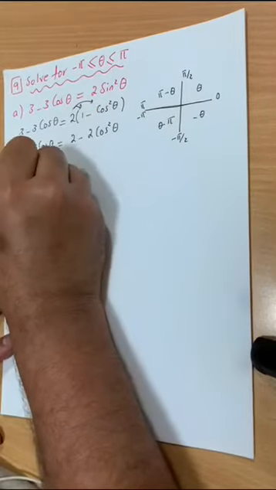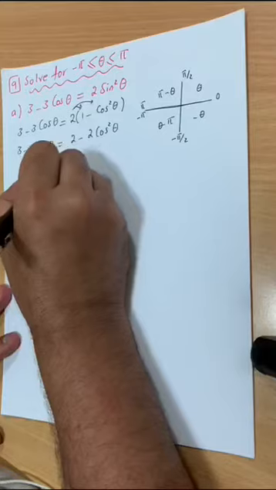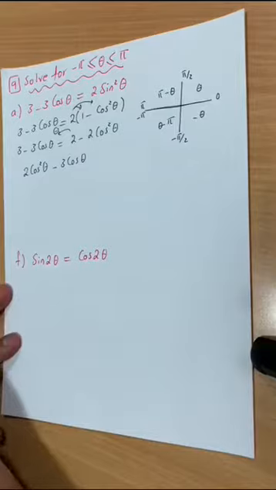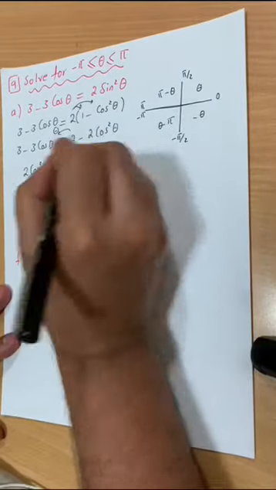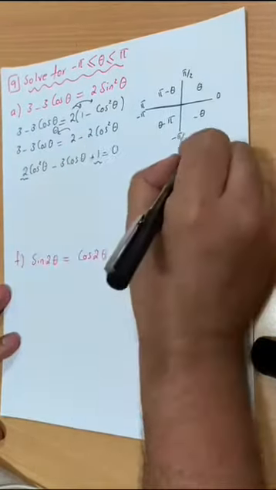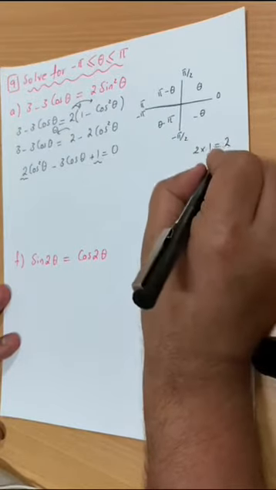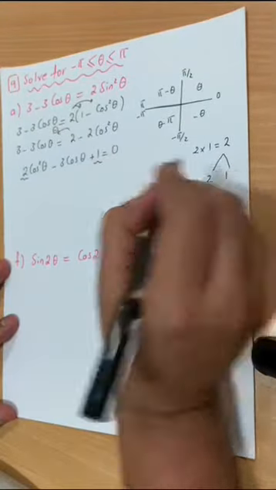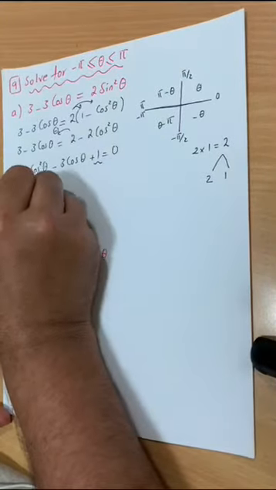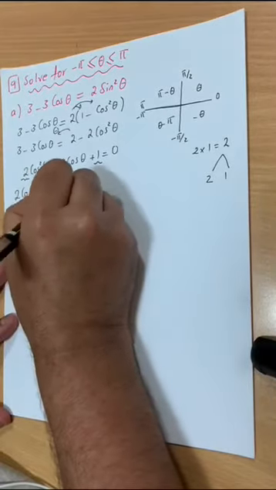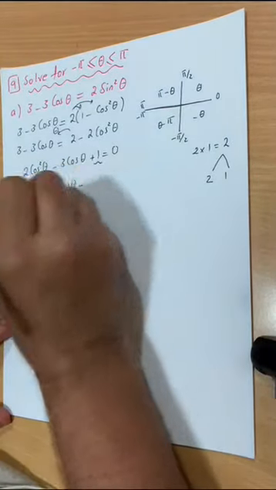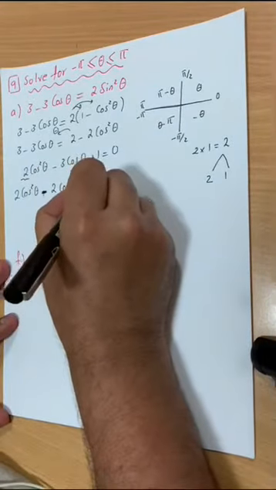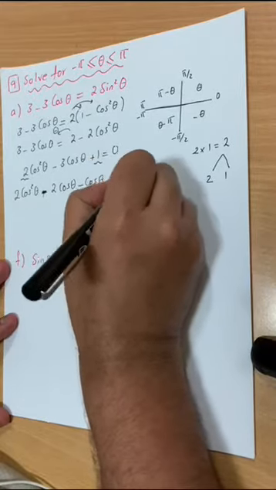Move that to the other side. 2 cosine squared theta minus 3 cosine theta. When you move 2 to the left side, you move it with a negative sign, so 3 minus 2 is positive 1 equals to 0. Multiply the first and the last term. 2 times 1 is equal to 2. Find out two numbers give you the product 2 and sum 3. So 2 and 1. 2 cosine squared theta plus 2 cosine theta minus, this is negative, it has to be negative, 2 cosine theta minus cosine theta plus 1 equals to 0.